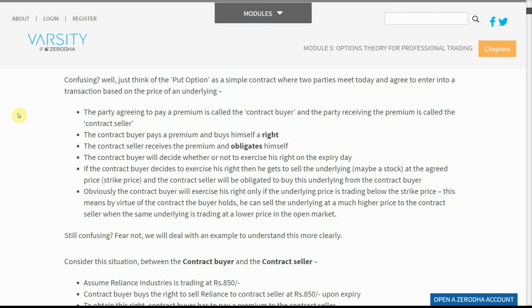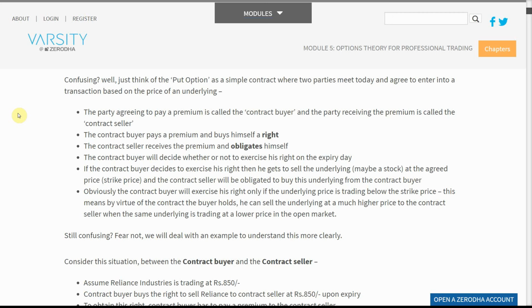The contract buyer pays a premium and buys himself a right. The contract seller receives the premium and obligates himself. The contract buyer will decide whether or not to exercise his right on the expiry day. If the contract buyer decides to exercise his right, then he gets to sell the underlying, maybe a stock, at the agreed price, strike price, and the contract seller will be obligated to buy this underlying from the contract buyer.